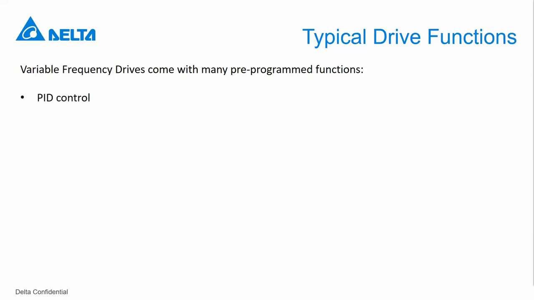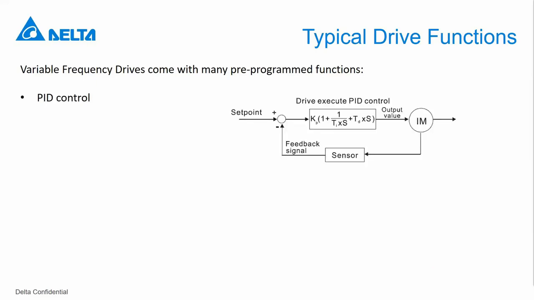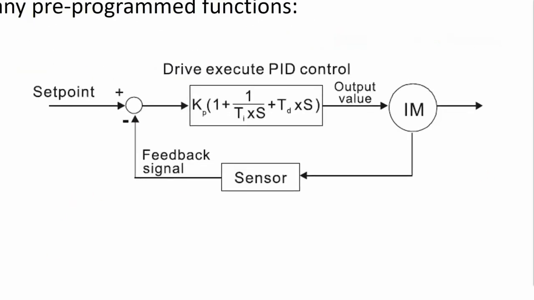So I'll start firstly with the PID control. And this is normally used to control dynamic processes such as flow, temperature, pressure, level, and others. You normally have a feedback sensor that can be 4 to 20 milliamps, 0 to 20 milliamps, 0 to 10 volts, and others. And in these applications, you don't actually care about the speed at which the motor is running. So if, for example, you are trying to achieve a pressure of 6 bars, then all you really care about is that your pump will increase the speed when the actual pressure is below 6 bars and decrease the speed when it's above.